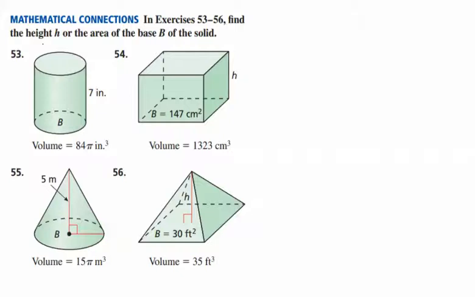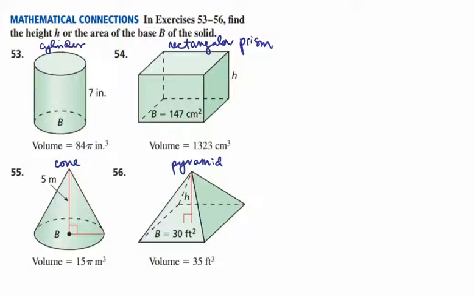The first one is called a cylinder. The second, number 54, is a rectangular prism. The third is a cone, and the fourth is a pyramid.